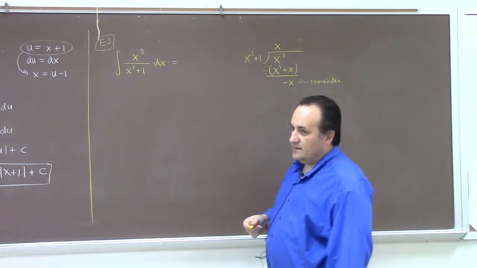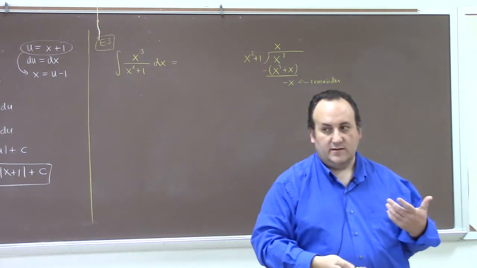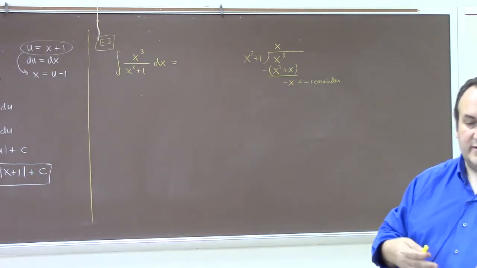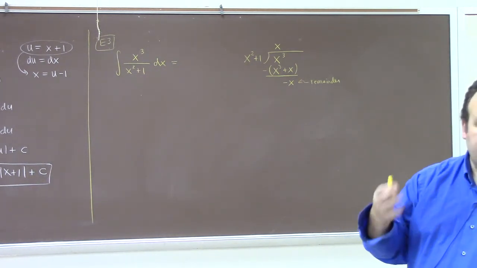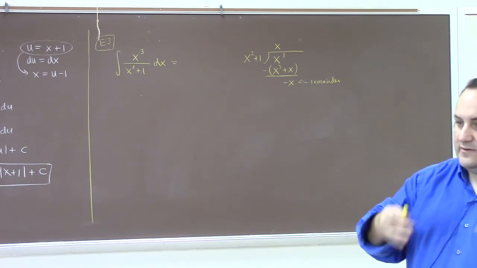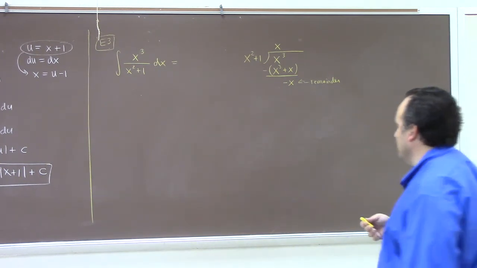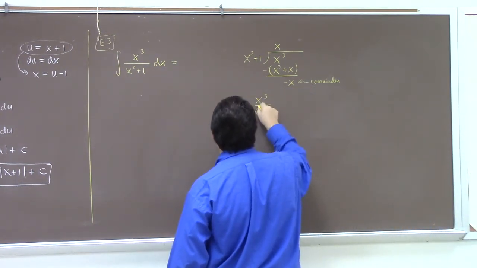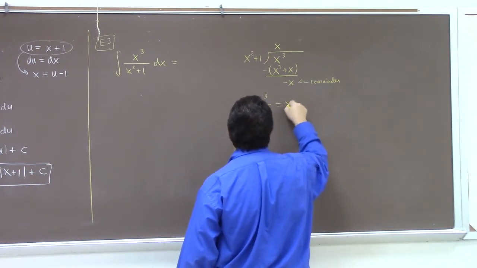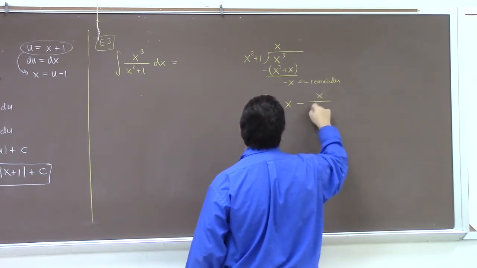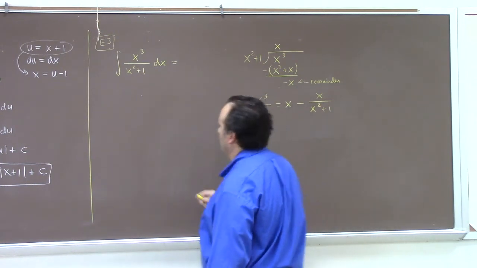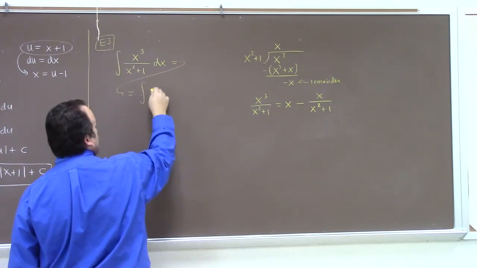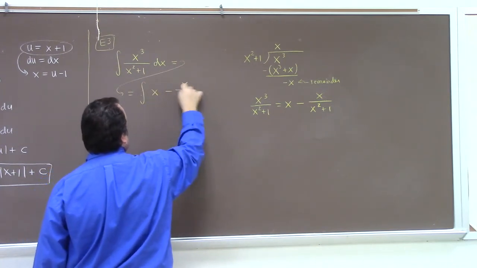Because the degree of minus x is 1, the degree of the divisor here is 2. Like x squared plus 1 has degree 2. Once your remainder, whatever is left over after you subtract off pieces, has degree smaller than your divisor, you're done. And so what this shows is that x cubed over x squared plus 1 is actually equal to x minus x over x squared plus 1. So you see this integral is actually the integral of x minus x over x squared plus 1.